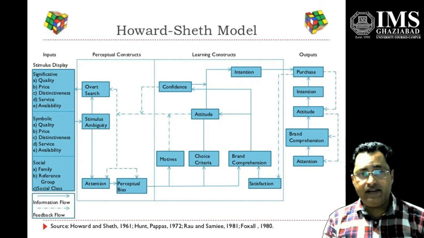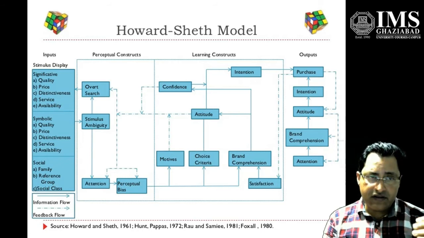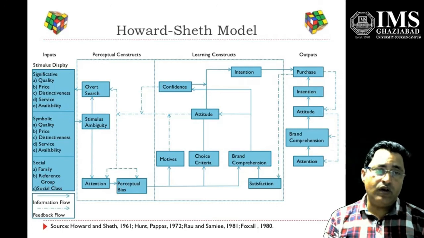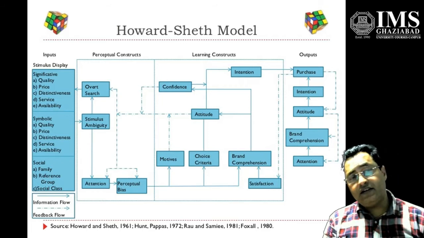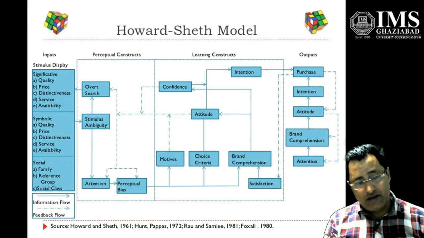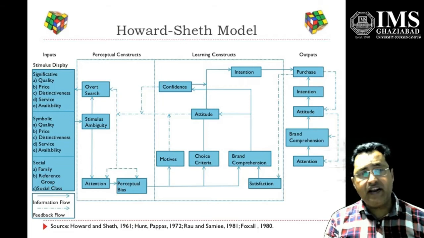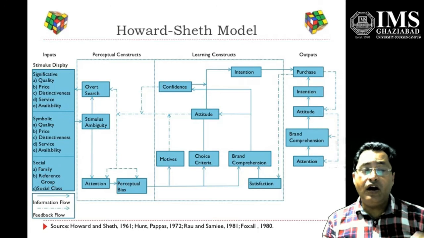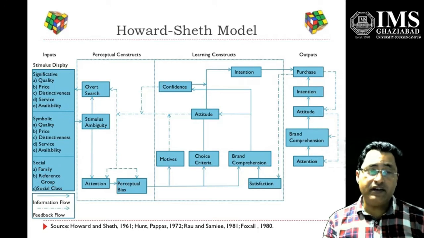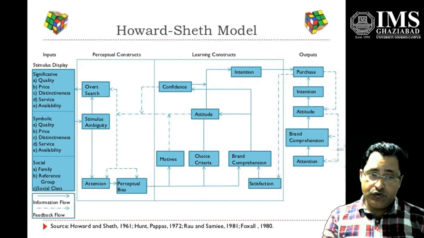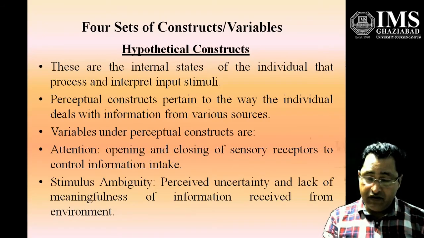So in significative, as I told you, the physical brand characteristics come in the form of quality, in the form of price, in the form of features, in the form of service, in the form of availability. So you will see that all five things come in symbolic as well. The reason being, whatever I want to expose to my consumer with the help of various promotional techniques, the same are being exposed to the consumer itself, right? And the social, as I already told you, is all about the family or the reference group. So come back to the previous slide.